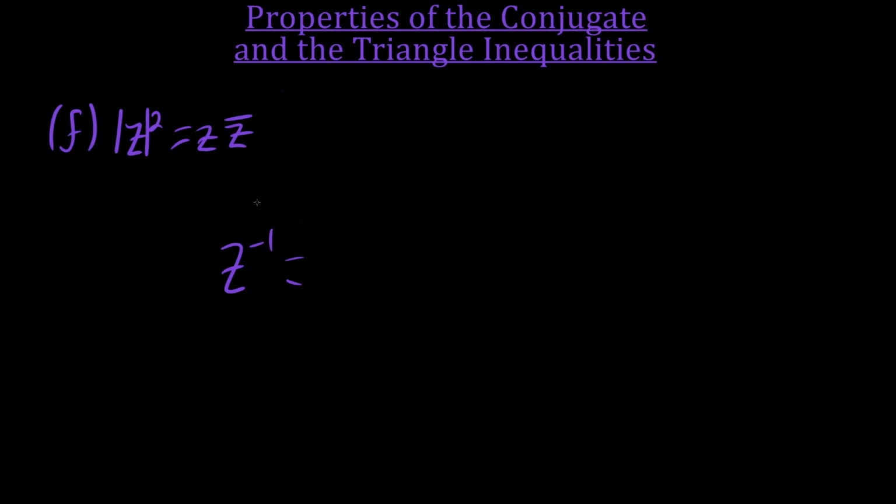Okay, before we move on to the triangle inequality, I want to show that there's a really interesting way that we can rewrite the inverse of z by using property F. So note that z inverse is equal to 1 over z, and if we multiply the numerator and the denominator by the conjugate of z, we get the conjugate of z over z times the conjugate of z.